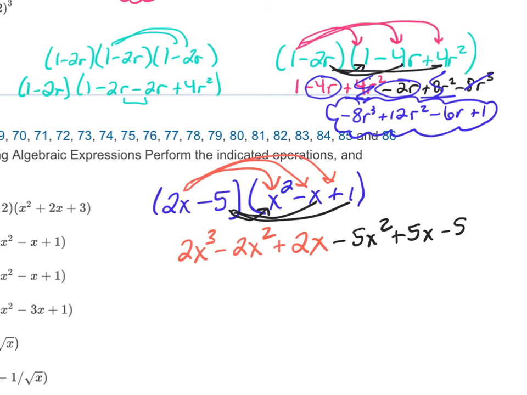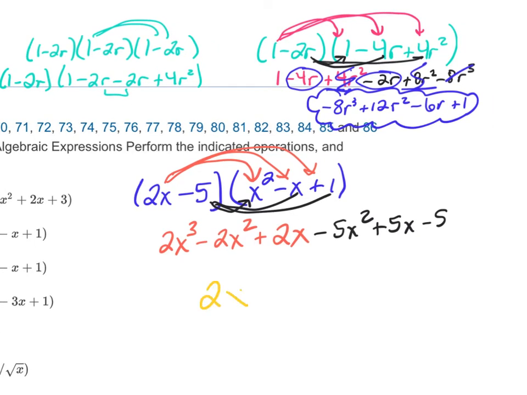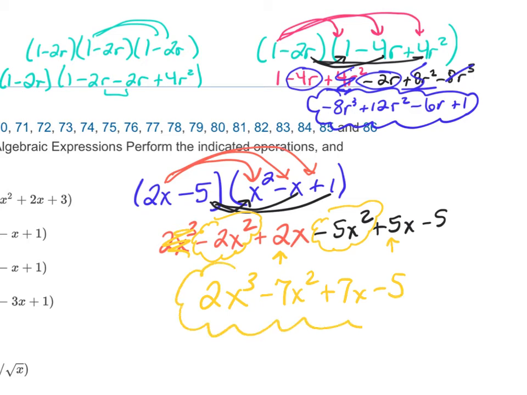We okay? You guys good? Okay, biggest exponent you see is x cubed, so I'm going to rewrite 2x cubed. I don't have to worry about it. So I have a negative 2x squared and a negative 5x squared. Gives me what? Negative 7x squared, good. Okay, so here I have a positive 2x and a positive 5x gives me? And then minus 5. You guys are good at this.